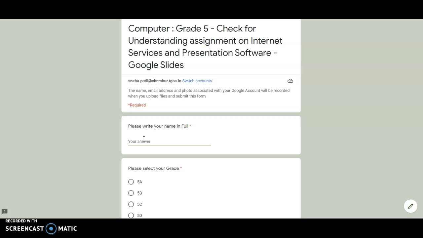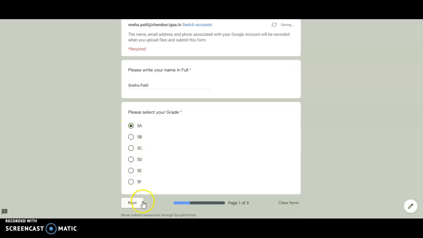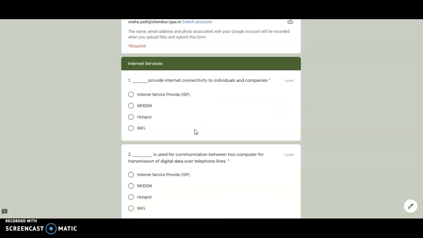Okay, so for now I'll solve this form as a student. So I'm going to write my name. Suppose I'm selecting 5A as my section. Click on next. We move to the next page. Now Dash provides internet connectivity to individuals and companies.